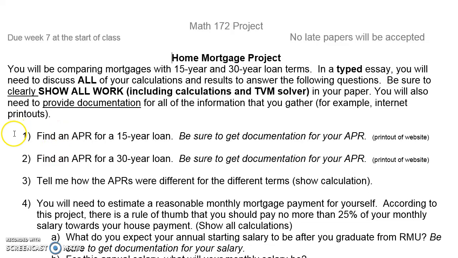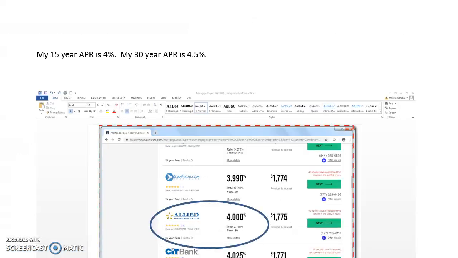So I've got number 1 done, I've got number 2 done, and now tell me how the APRs were different, showing your calculations. Sorry about the background noise, but difference in math means subtract. So 4.5 minus 4 is 0.5%. That shows the work to show the difference between the two, but I said tell me how they were different.